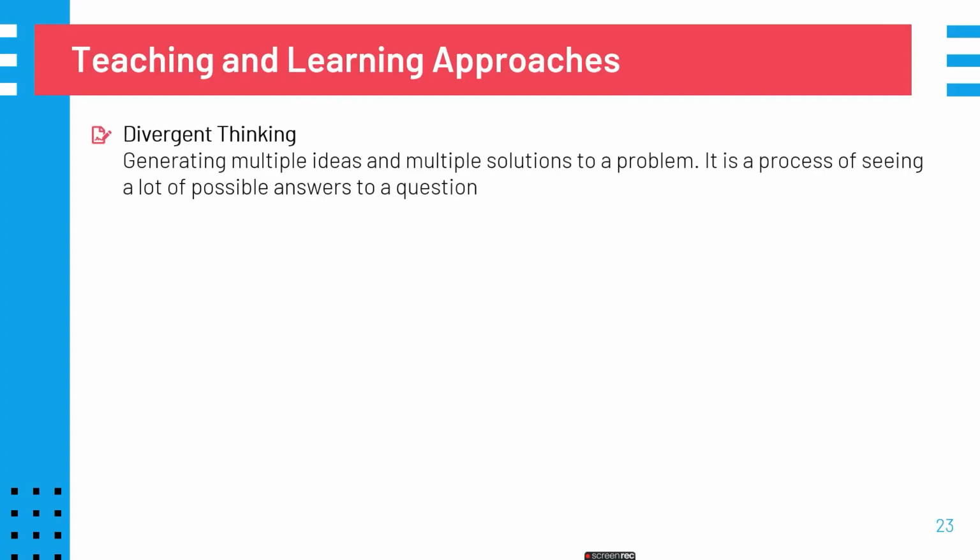Next is the divergent thinking. It is all about generating multiple ideas and multiple solutions to a problem. There is no single solution to a particular problem. It can be approached through multiple ideas and multiple solutions. It is a process of seeing a lot of possible answers to a question.